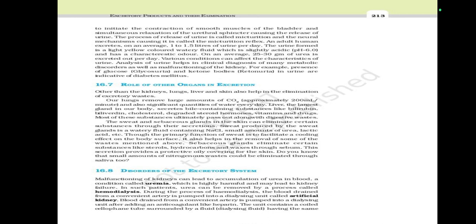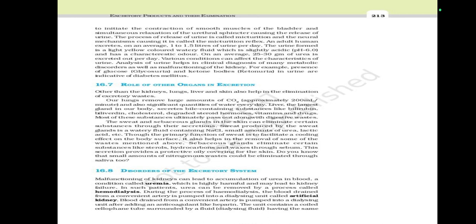Sebaceous glands eliminate certain substances like steroids, hydrocarbons, and waxes through sebum. This secretion provides the protective, oily covering of the skin. Do you know that small amounts of nitrogenous waste could be eliminated through saliva too?